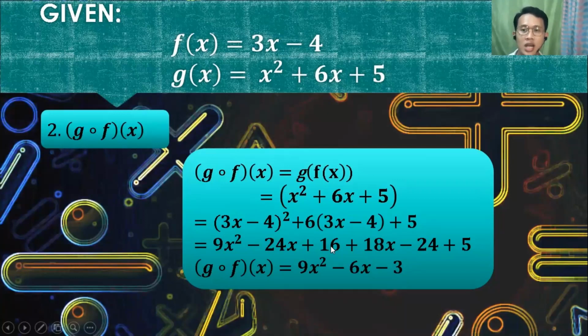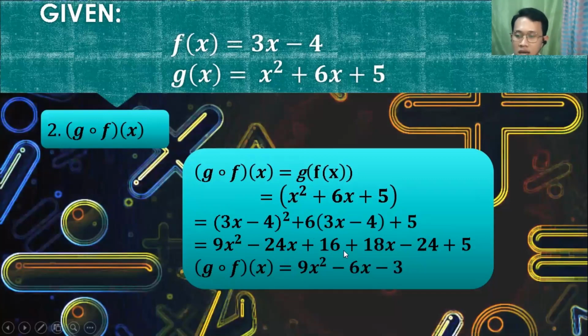You can recheck that by separating both expressions and then applying the distributive property. Afterwards, 3 times 3x, 6 times 3x, that's 18x. And then 6 times negative 4, that's negative 24, and plus 5. After that, combine like terms.